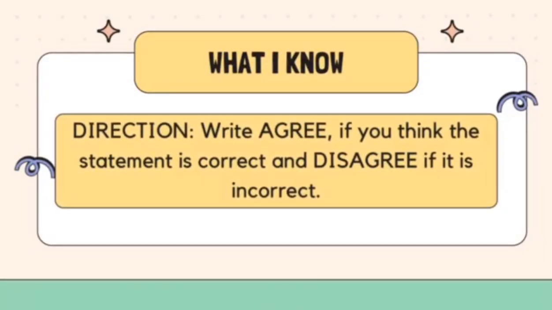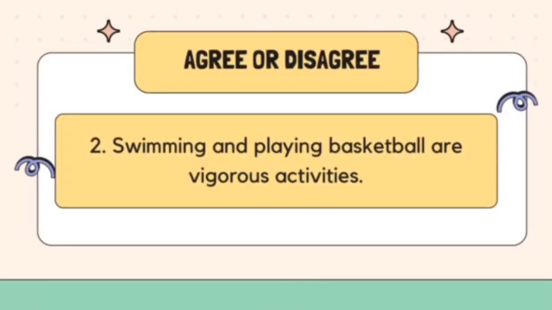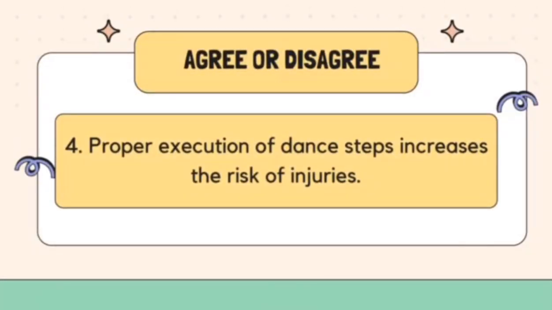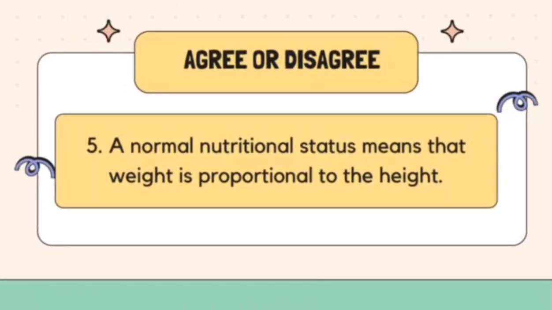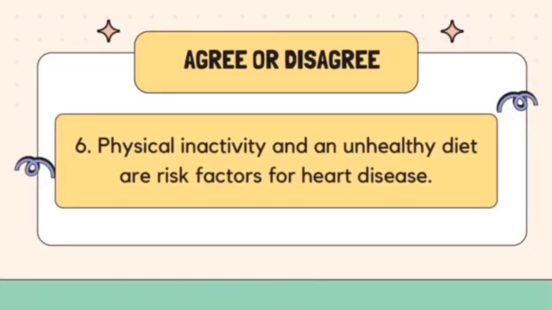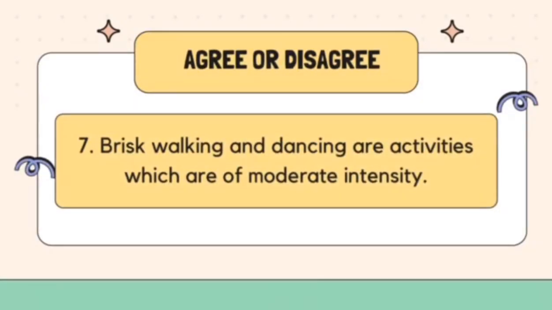Let's start the lesson with a pre-assessment. Write agree if you think the statement is correct, and disagree if the statement is incorrect. Body spins and rotation that gives the illusions of defying gravity.